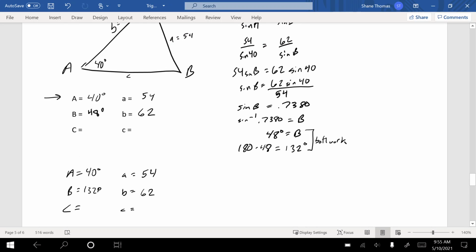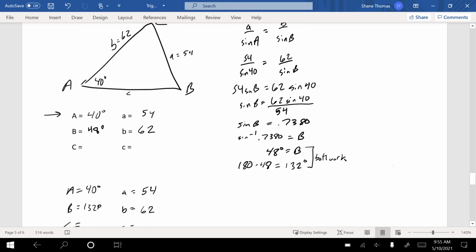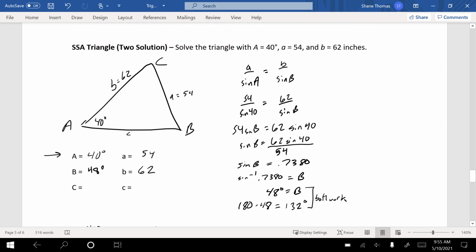All right, let's go back here. Let's just get this first triangle setup done, and then move to the second one. Okay? So looking at this one now, I have 40 and 48. So I have 40 plus 48 plus C is equal to 180. So what's C going to be equal to?